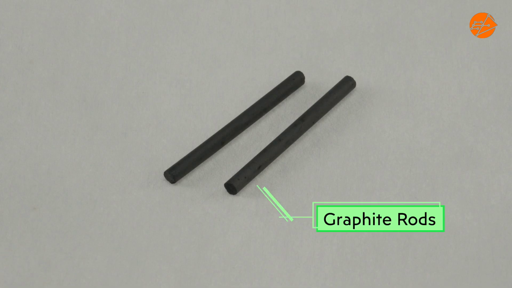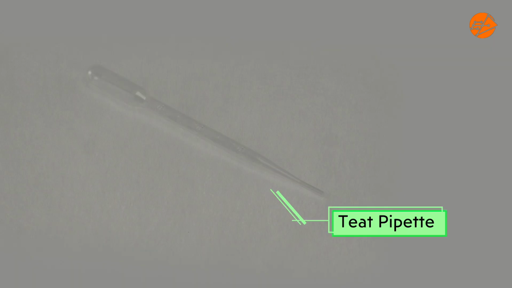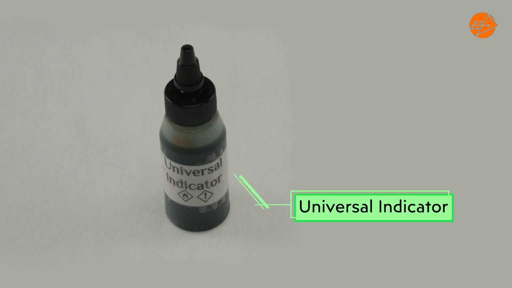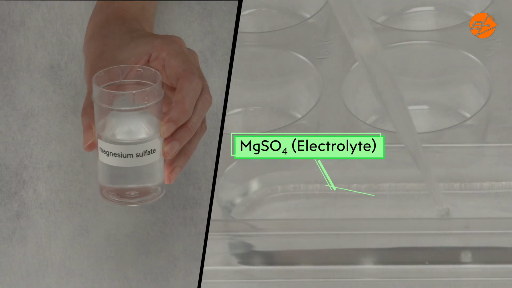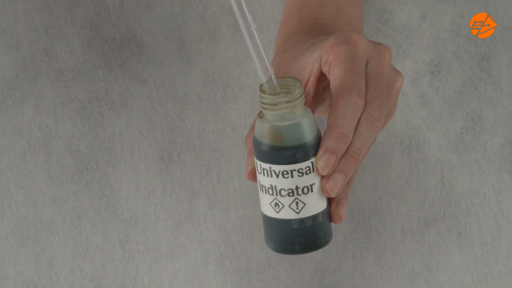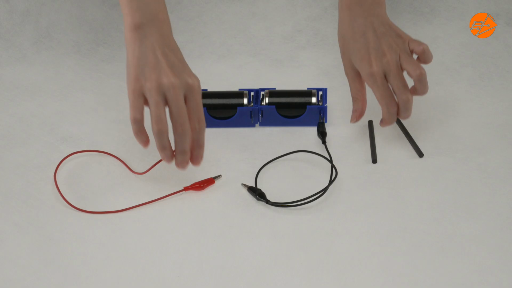For today's experiment, we are using these apparatus and materials. Fill the largest well of the well plate with dilute magnesium sulfate solution. Add universal indicator into the magnesium sulfate solution.